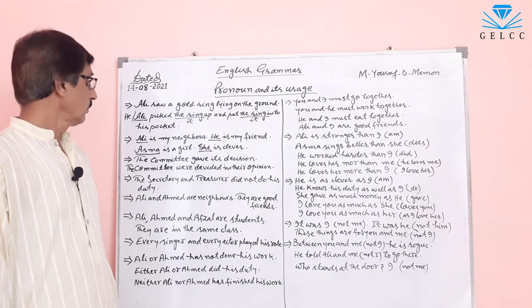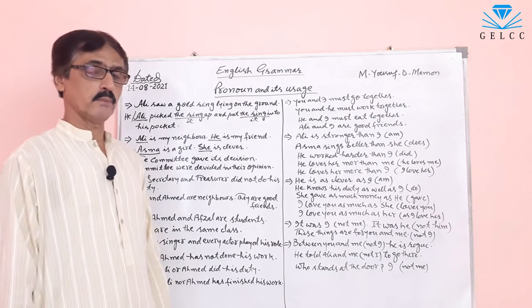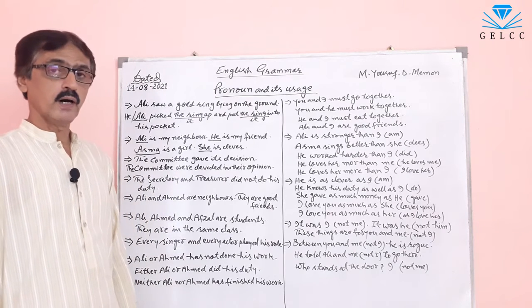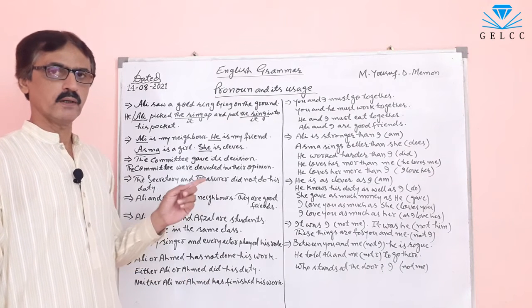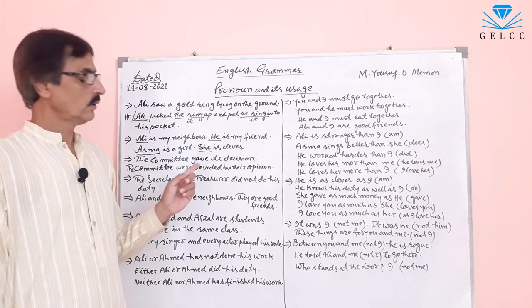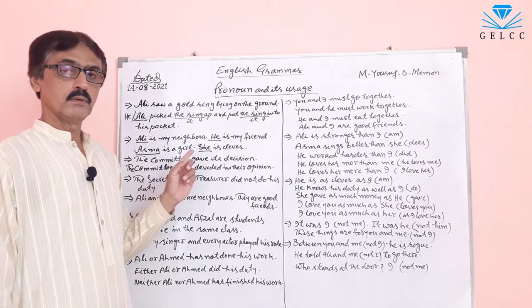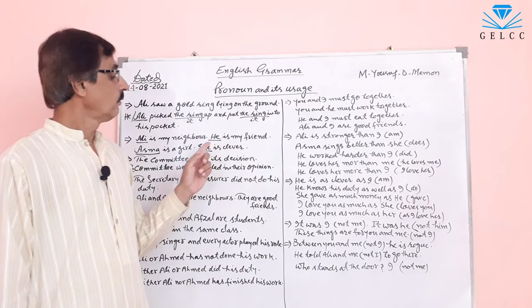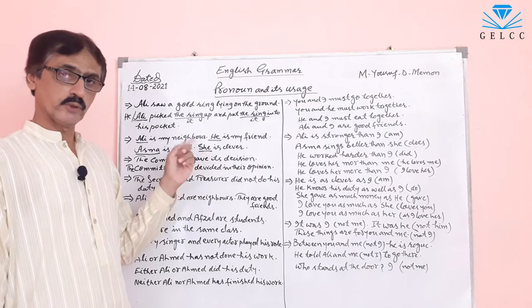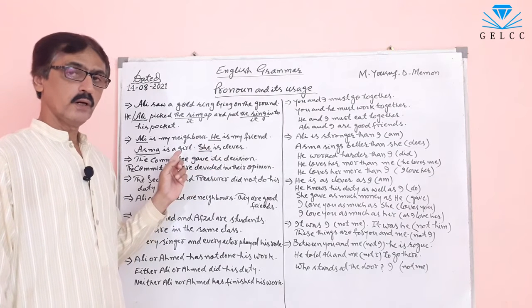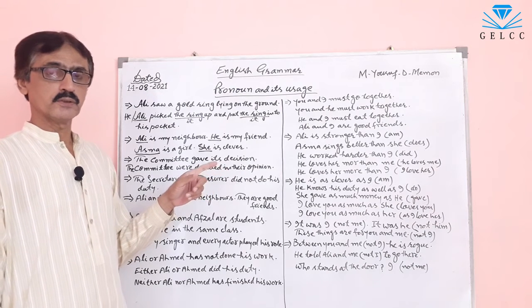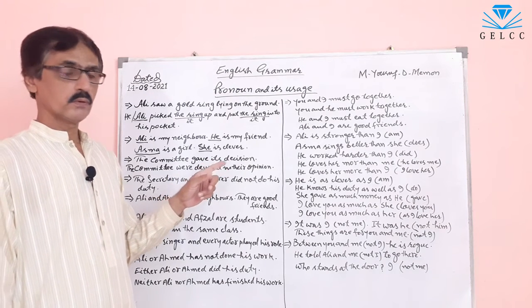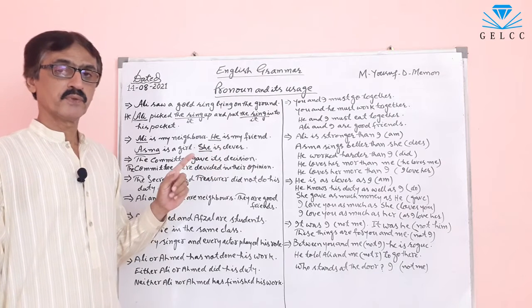If there are plural nouns, for example, the boys are on the ground, they are playing. They is used for boys. Boys is plural, so we will use they. The girls are in the classroom, they are reading. The girls is a plural noun, we have used the pronoun they.